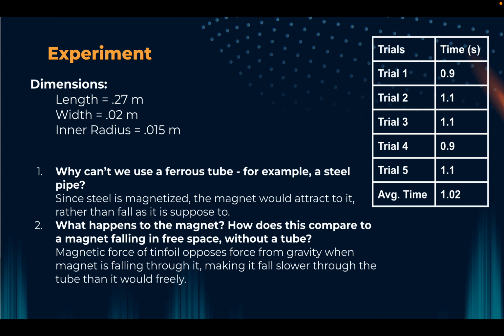And then what happens to the magnet? How does this compare to a magnet falling in free space without a tube? So basically, because there's a magnetic force with the tinfoil, it's opposing the force from gravity when the magnet is falling through it, which is making the magnet fall slower through the tube than it would freely just due to gravity.